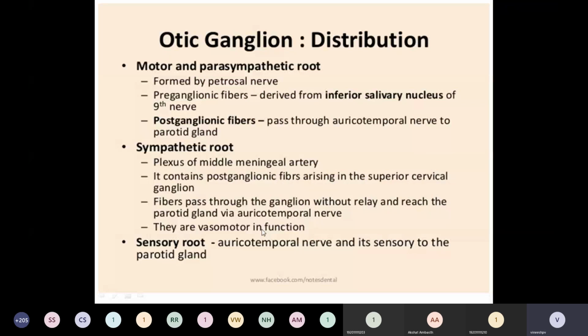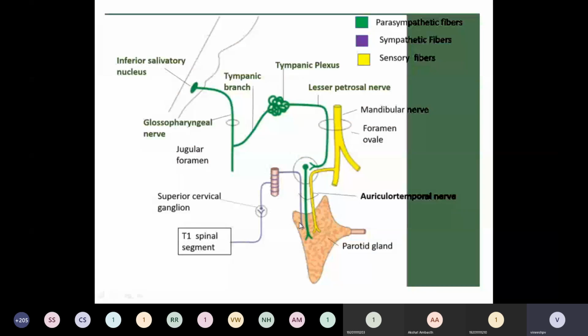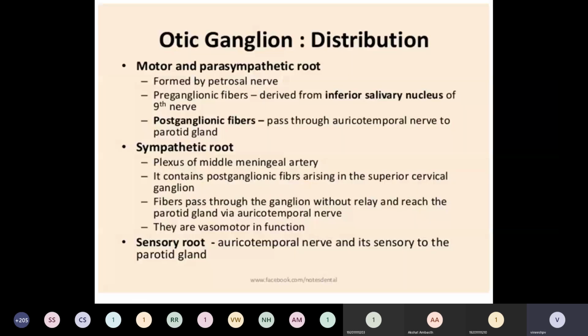Another one is the sensory root. So for the sensory root, near this middle meningeal artery, there is the nerve, the auriculotemporal. This diagram is a little confusing. I will draw it later and show you. So sensory is by the auriculotemporal nerve. So this is only this much you are supposed to write about a ganglion.